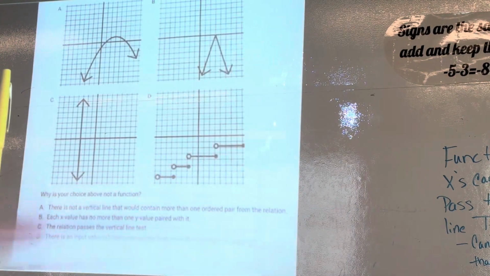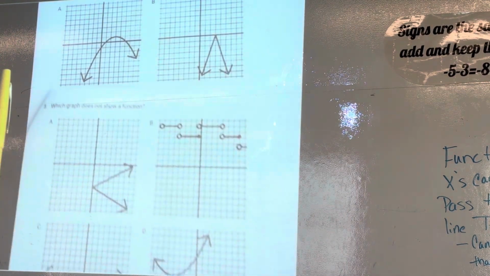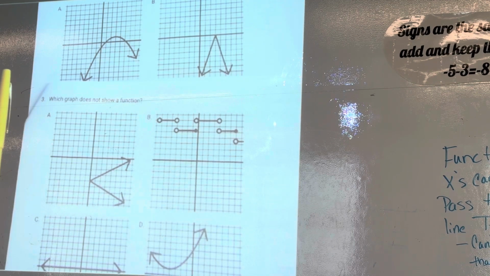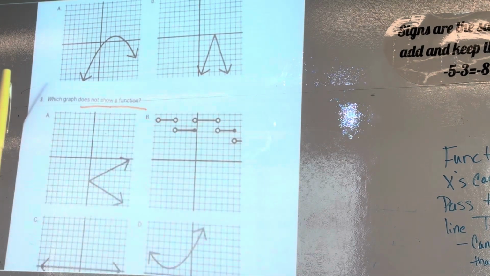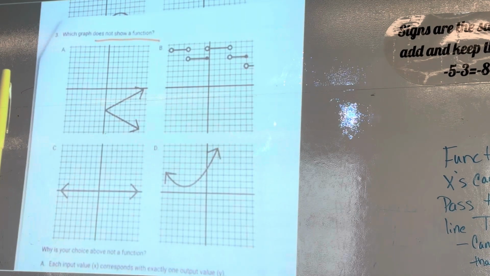Okie dokie. Number 3. Which graph does not show a function? A.